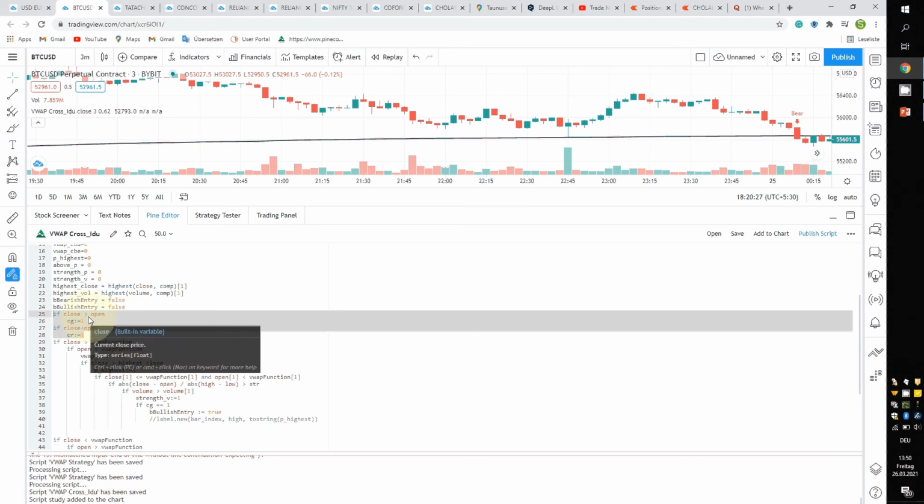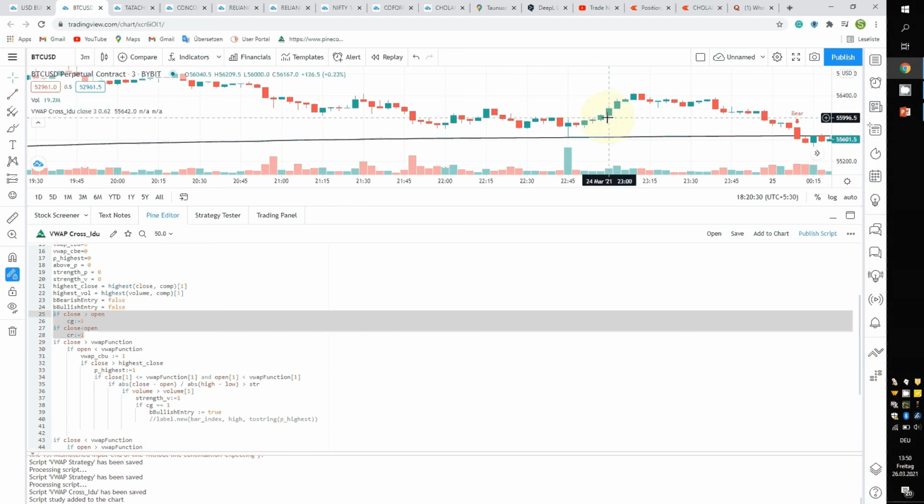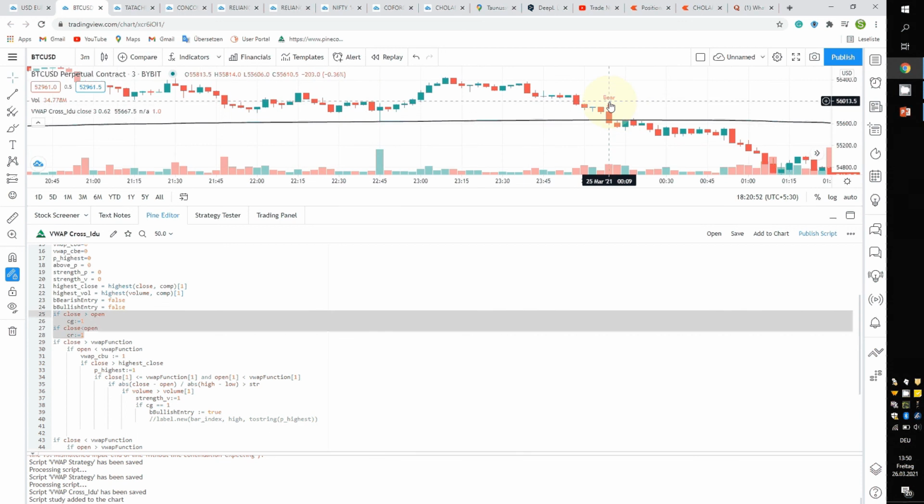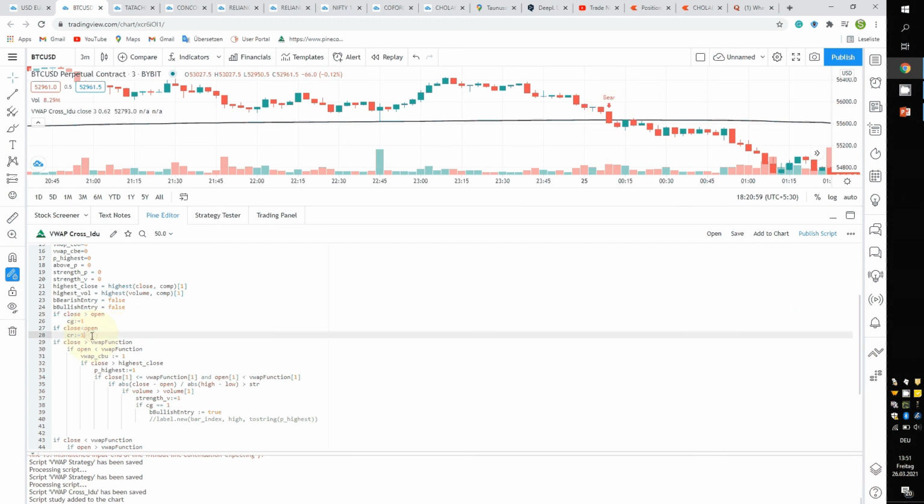If the closing price is greater than the open price, this is definitely not an uptrend, but a positive candle. So I term this as CG. CG is like candle green and CR candle red. In a bearish signal, I want to have a red candle. And if it is a red candle, the value of CR will be 1, otherwise it will be 0.